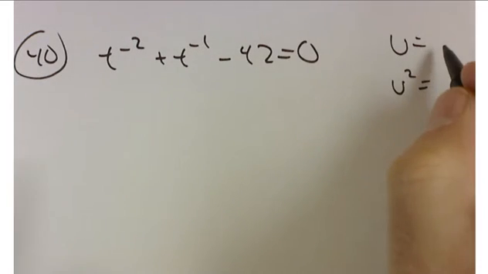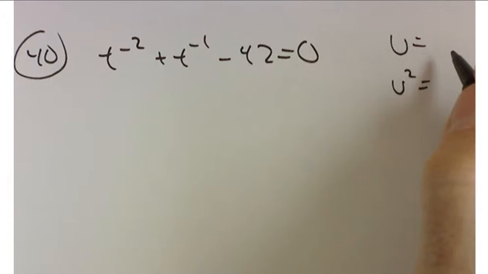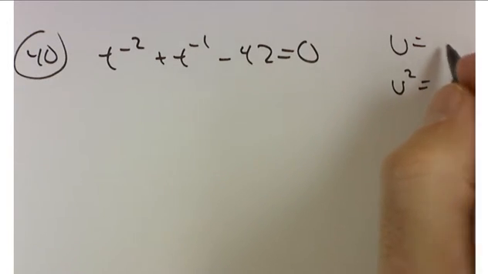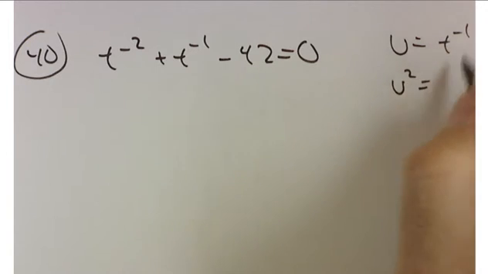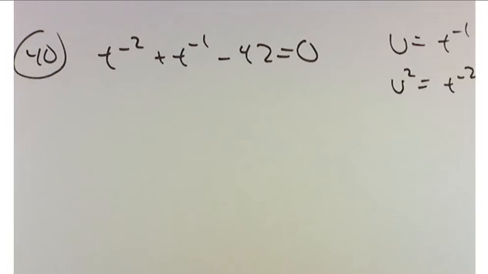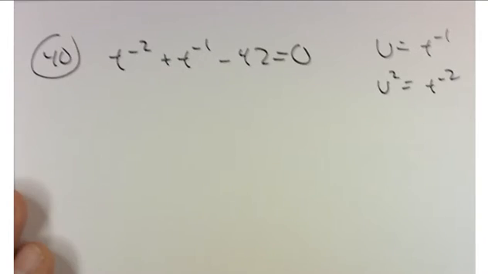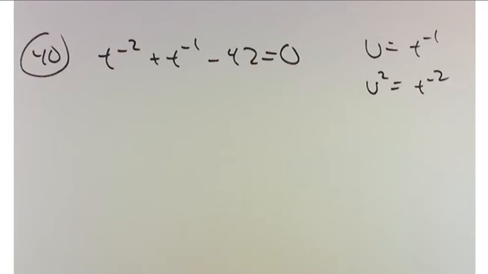What would I let U equal in this particular case? Not just negative 1. T to the negative first. And then if I square both sides, I get t to the negative second. So try and substitute it in, come up with the equation, factor and solve it. At least solve it for u. Maybe we'll solve it for t together, but at least try and solve it for u.